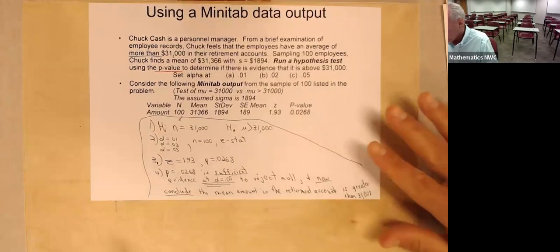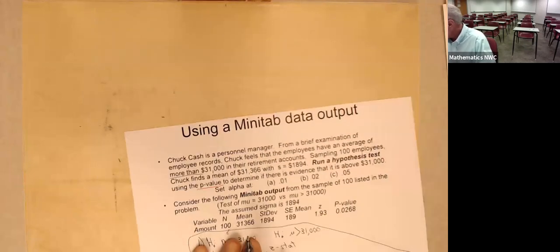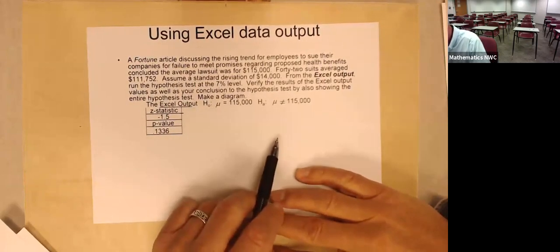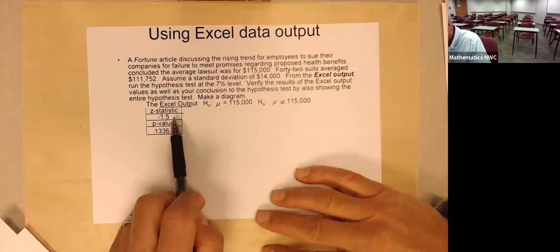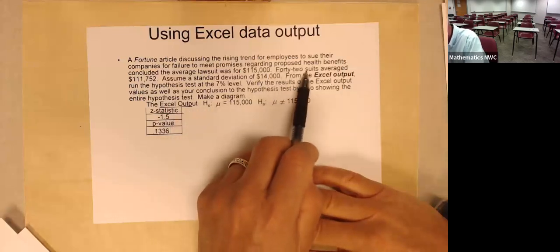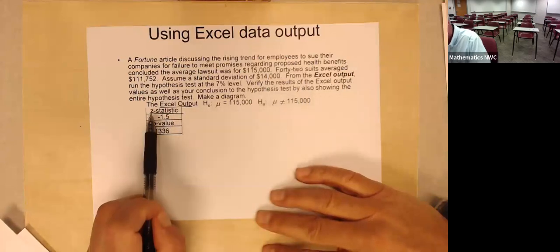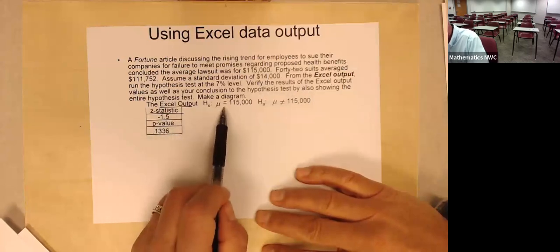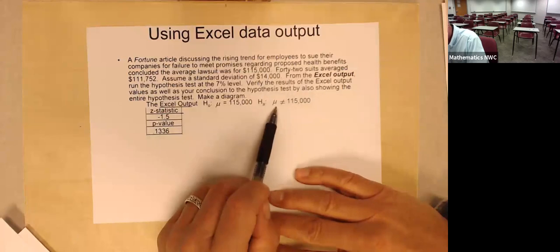Our time is kind of running out, so I'm just going to show a few more forms here. Here's an Excel form. Notice they didn't give me the size of the sample. I would have to get that from the problem. N was 42. But notice they did give me the z-stat, and they did give me the p-value. They also gave me the null and alternative.